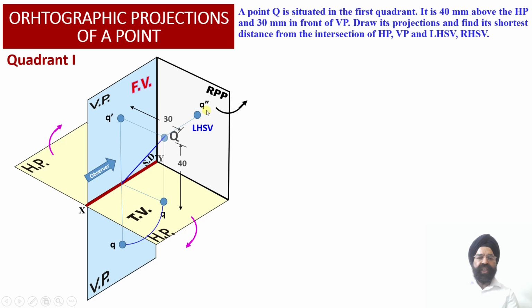And once again, this point Q double dash will be available at a distance of 30 millimeter from the vertical plane and 40 millimeter from the horizontal plane.